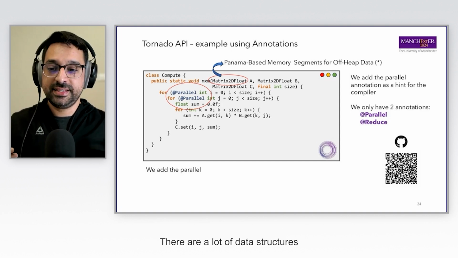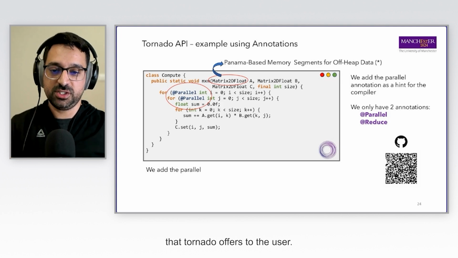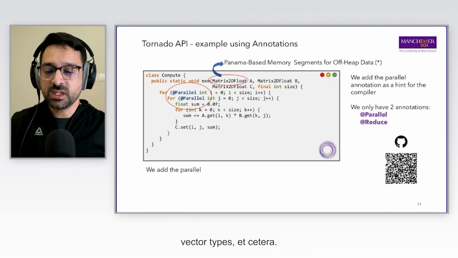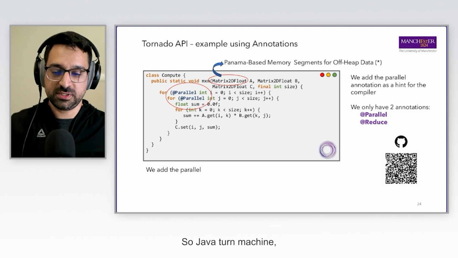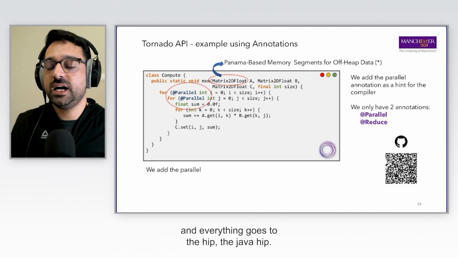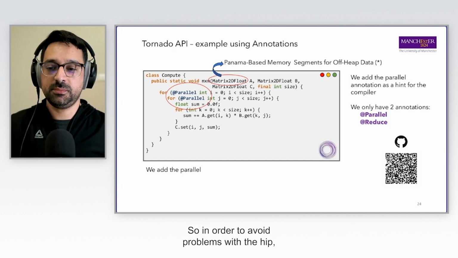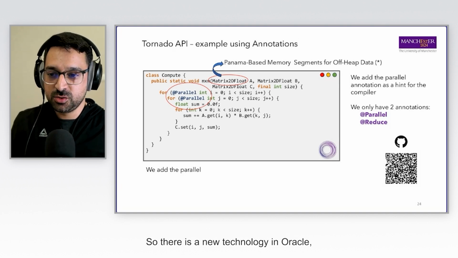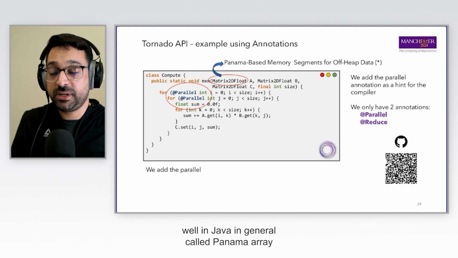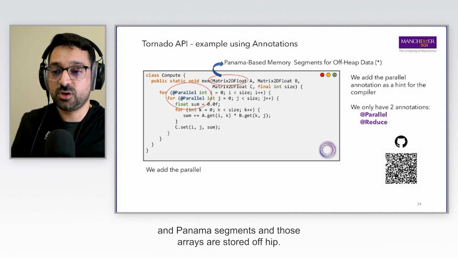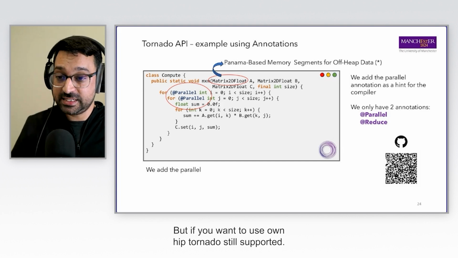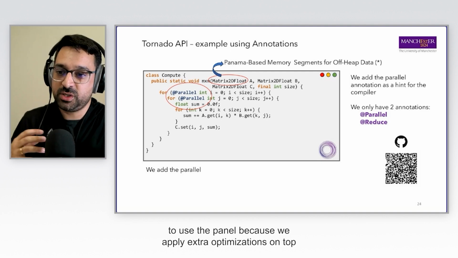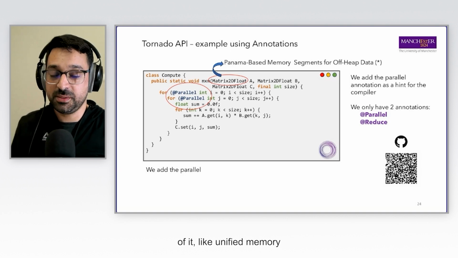The second thing we do, as I point out here in the slide, is the data structure, here pointing to a matrix of float. There are a lot of data structures that Tornado offers to the user. We have vectors, arrays, matrices, volumes, vector types, etc. Why is this? Because these data structures are stored off heap. The Java Virtual Machine, remember, is a managed runtime language, and everything goes to the Java heap. In the first versions of Tornado, we had everything on heap, and we switched recently. There is a new technology in Java in general, called Panama arrays and Panama segments, and those arrays are stored off heap, so we don't interact with the garbage collector. But if you want to use on heap, Tornado still supports it, so you can decide which one. I highly recommend using Panama because we apply extra optimizations on top of it, like unified memory or shared memory, things like that.